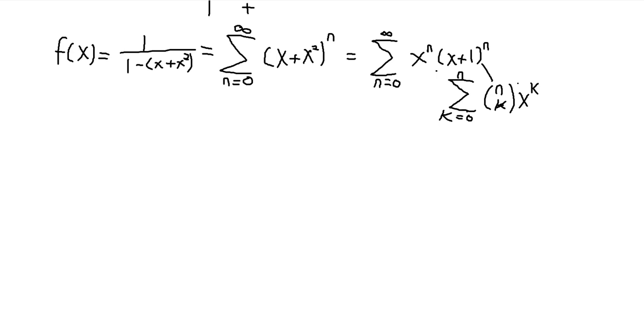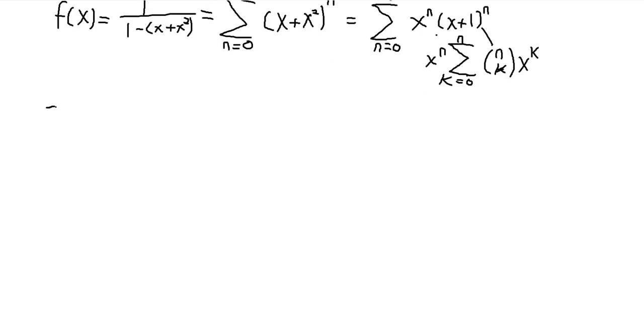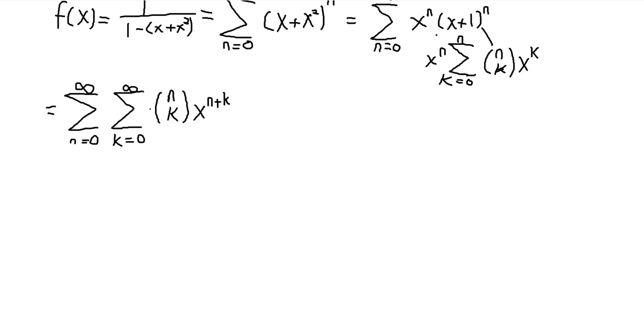Now we have a double sum, and furthermore, x to the n is a constant in terms of this sum, right? Because right now x to the n is outside of the sum, so we can bring it inside of the sum. What we get is the double sum as n goes from 0 to infinity and k goes from 0 to n of n choose k times x to the n plus k. Here I've multiplied these two x terms together.